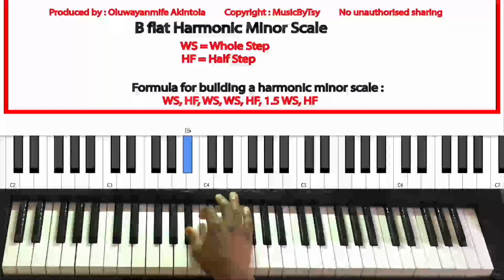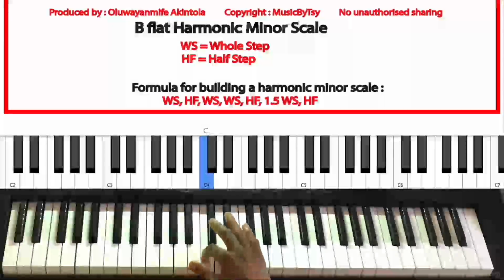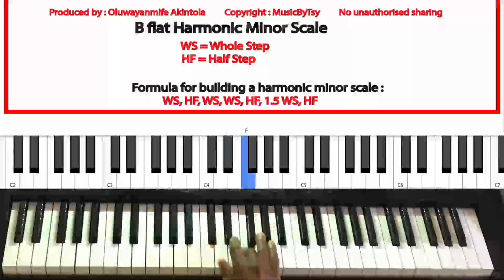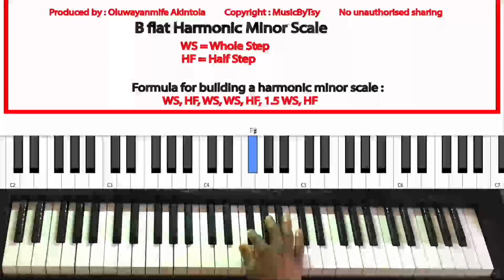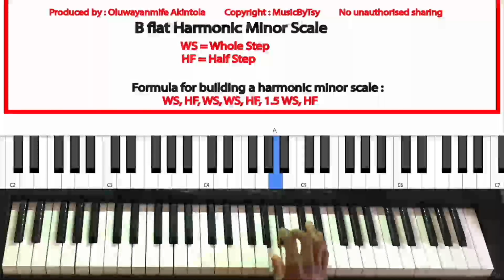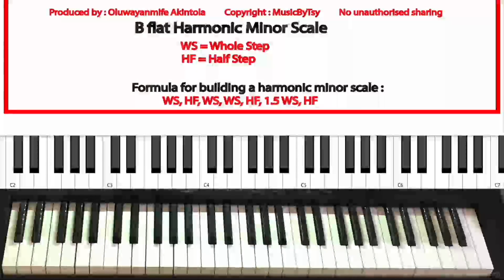Let's do that again. Starting from the key of B flat, let's use the formula again. We're going to take a whole step, and then a half step, and then a whole step, and then a whole step, and then a half step, and then 1.5 steps, which means skipping two keys, and then a half step. See that? So yeah, that's it. That is the B flat harmonic minor scale.